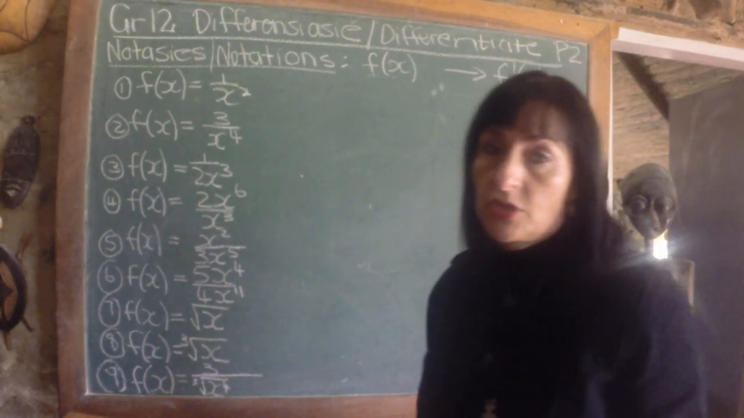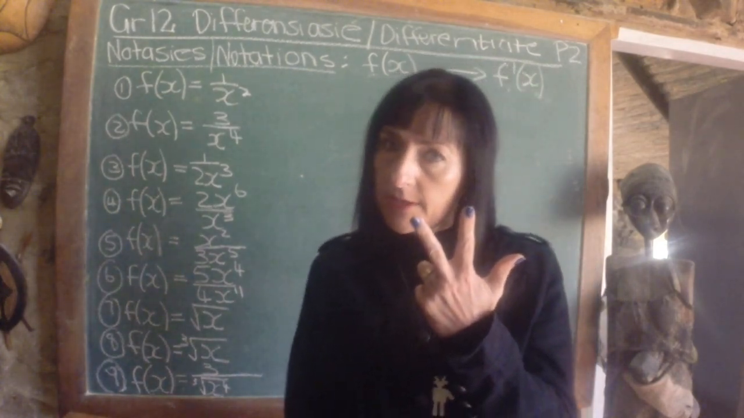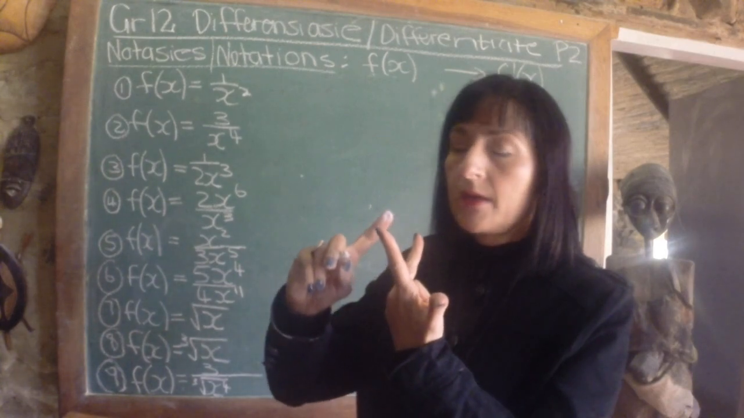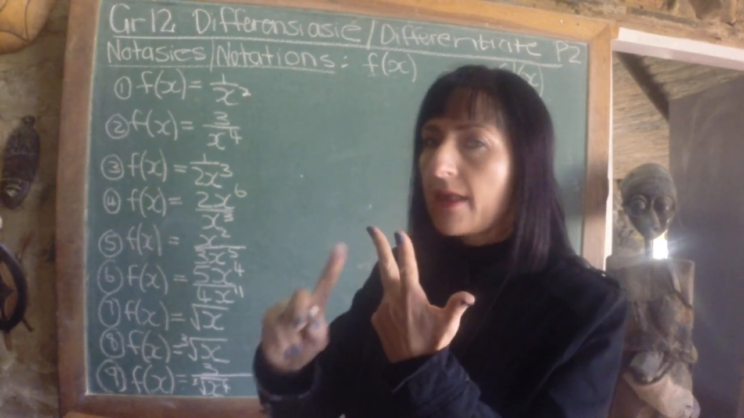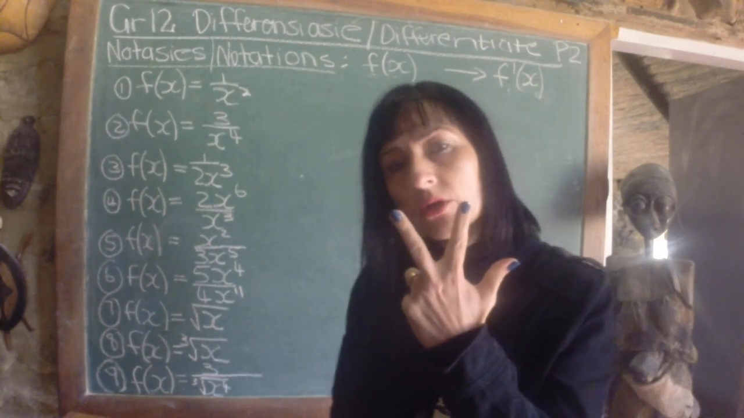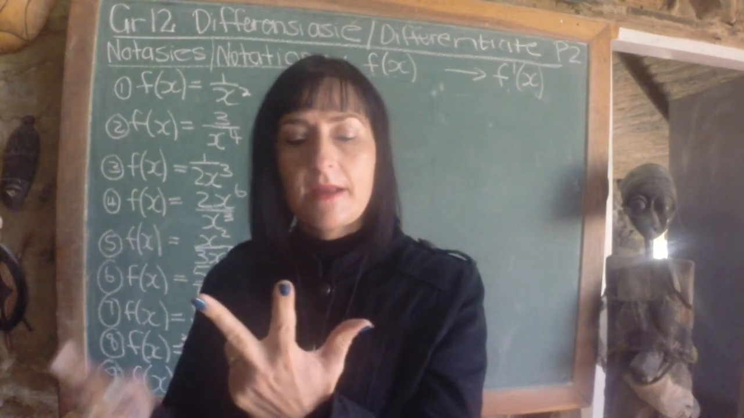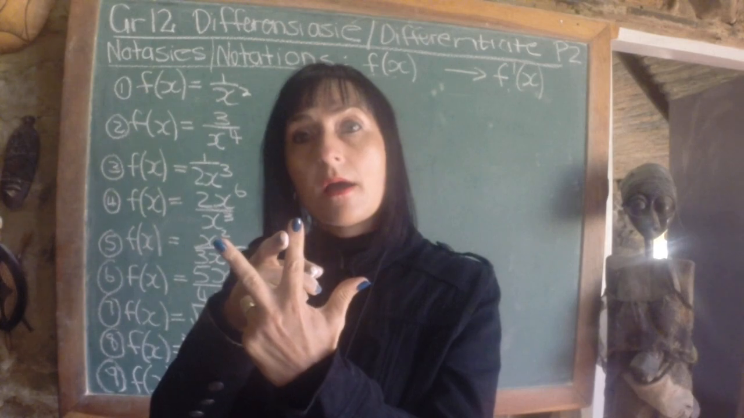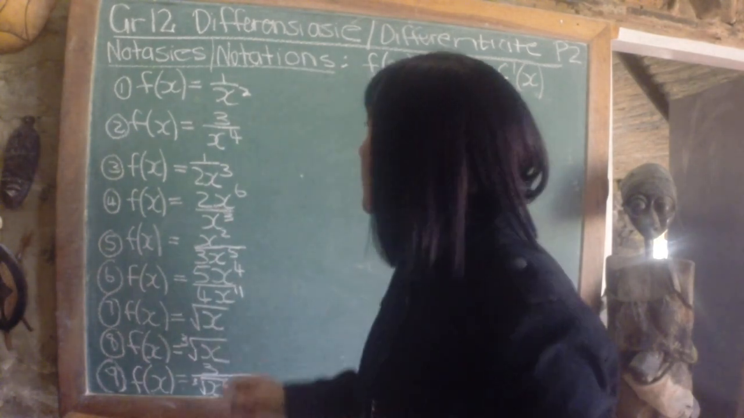Before you can differentiate, you need to get rid of 3 things. Listen carefully. You need to get rid of fractions. You need to get rid of roots and brackets. Daar's 3 goed waarvan ek altyd eers moet ontslaa raak voordat ek kan differentieer. Ek moet ontslaa raak van breuke, wortels en hakkies. So let's start there.